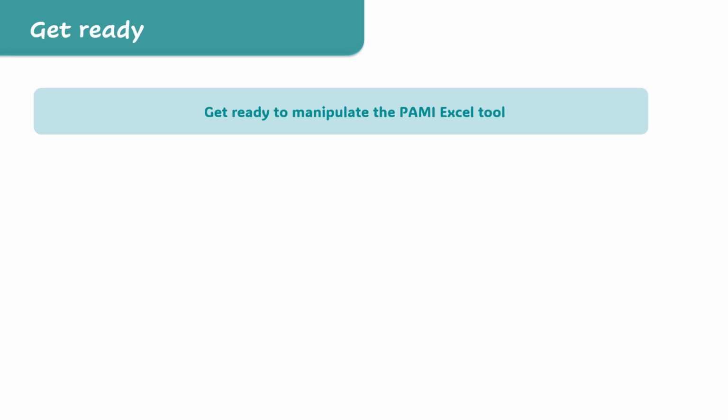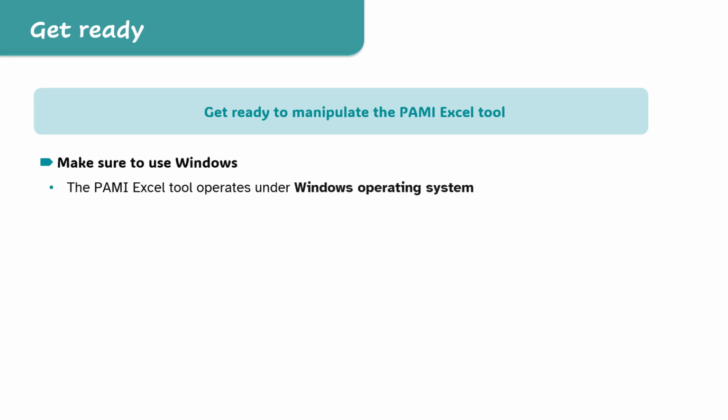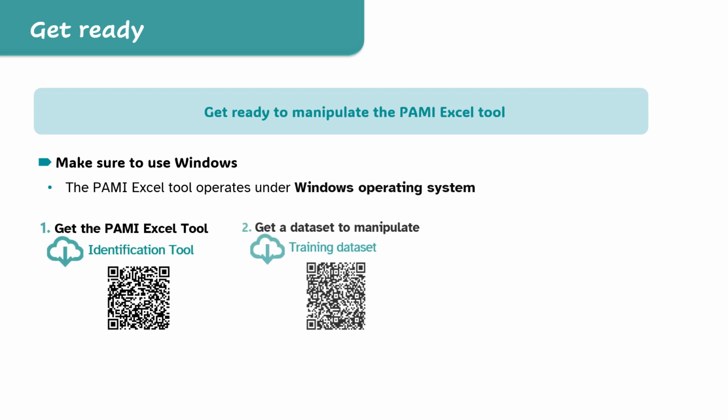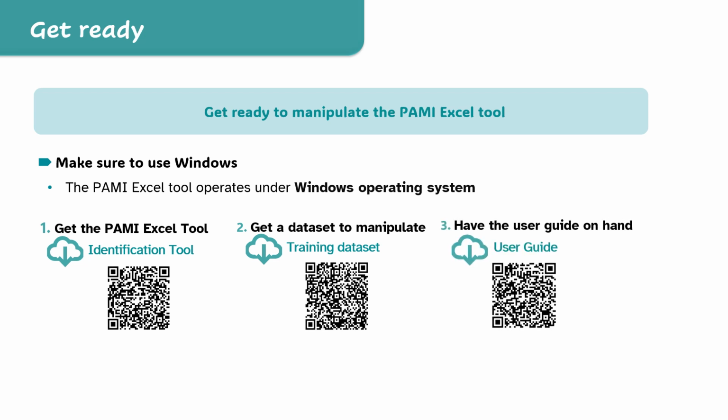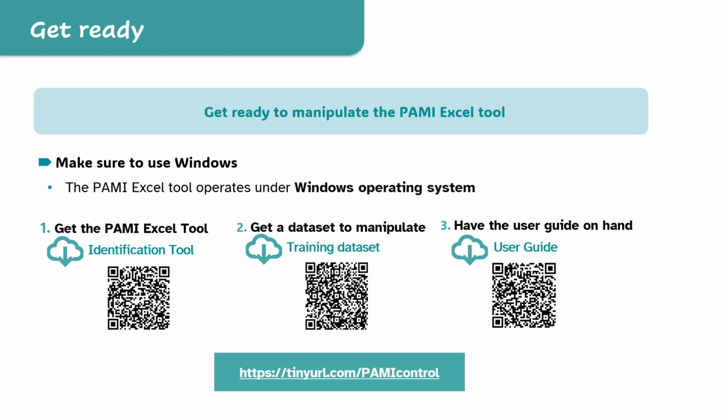Get ready for this. The PAMI Excel tool operates under Windows. Make sure you have access to an operating system that is compatible. Then, make sure you have on hand the PAMI Excel tool, a training dataset to manipulate, and the user guide of the PAMI Excel tool. You can download this material online at tinyurl PAMI control or by scanning these QR codes. With this material on hand, you will be able to follow along throughout this module. Do not hesitate to pause the video as needed to explore the tool and practice using it on your own.